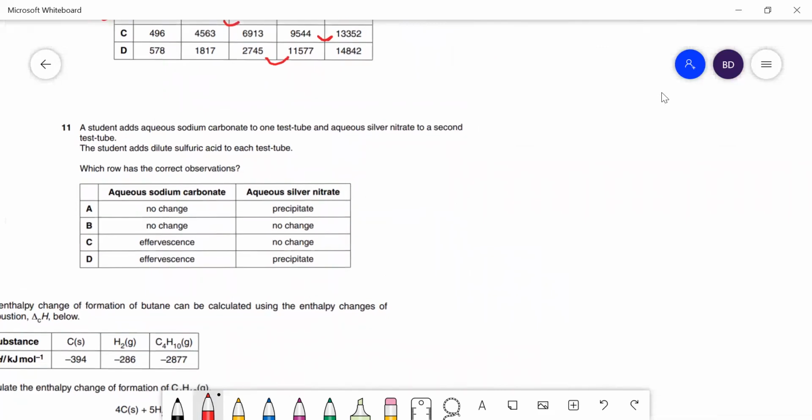A student adds sodium carbonate to one test tube and aqueous silver nitrate to a second. Which row is the correct observations? The student adds dilute sulfuric acid. Let's think. If you add dilute sulfuric acid to sodium carbonate, any carbonate, you're going to get carbon dioxide produced. So you're going to see effervescence. So it's either got to be C or D.